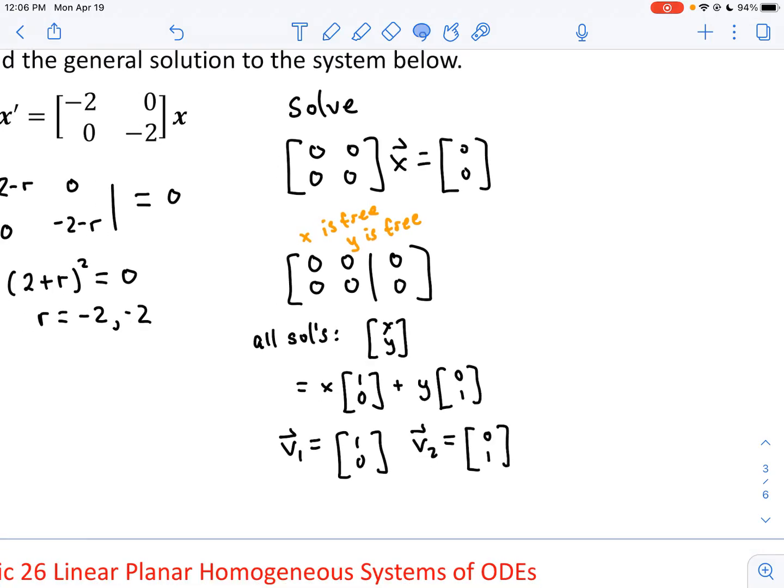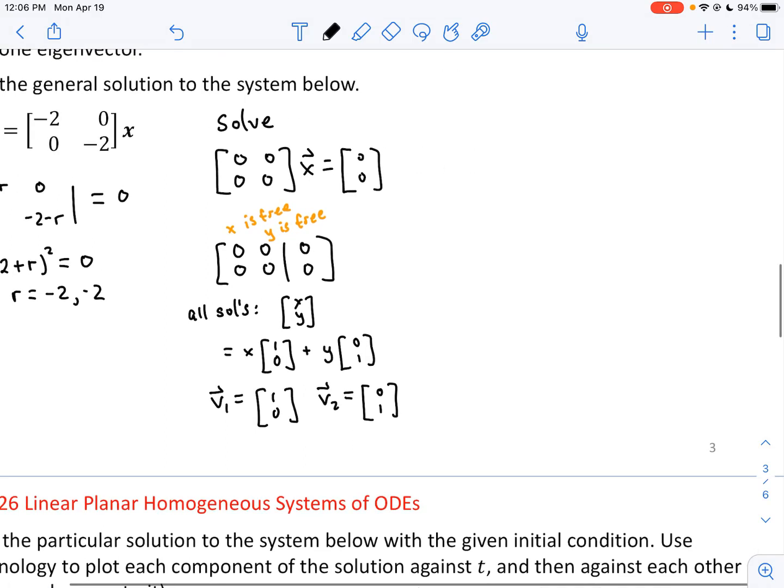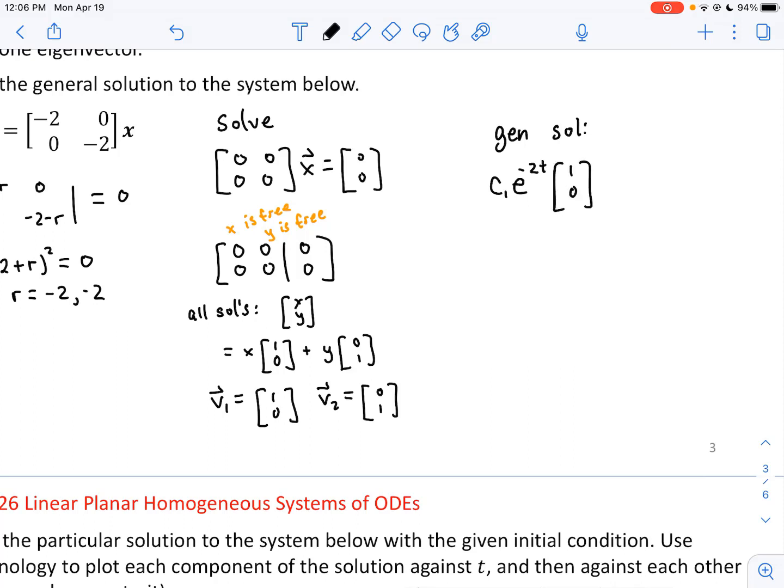Now that we have those two eigenvectors, we can construct the general solution. So the first, we're going to do c1 times e to the rt, and r is negative 2, so e to the negative 2t, times the first linearly independent eigenvector, plus c2 e to the same r, so it's still negative 2t, times the second.